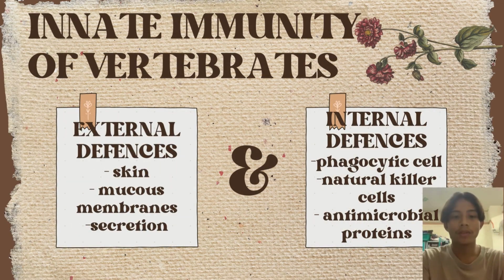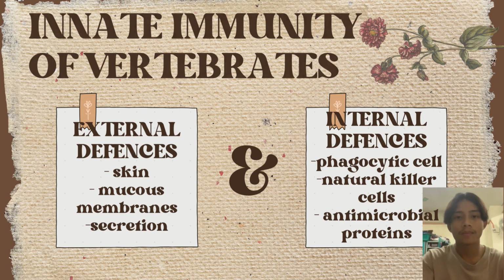Okay, innate immunity of vertebrates. They have two types: external defenses and internal defenses. External defenses: skin, mucous membranes, secretions. Internal defenses: phagocytic cells, natural killer cells, antimicrobial proteins.